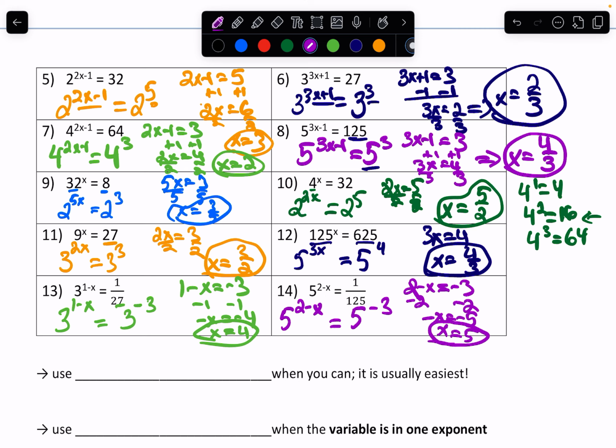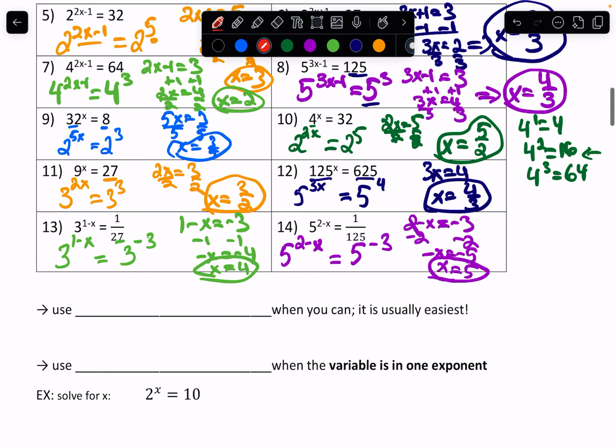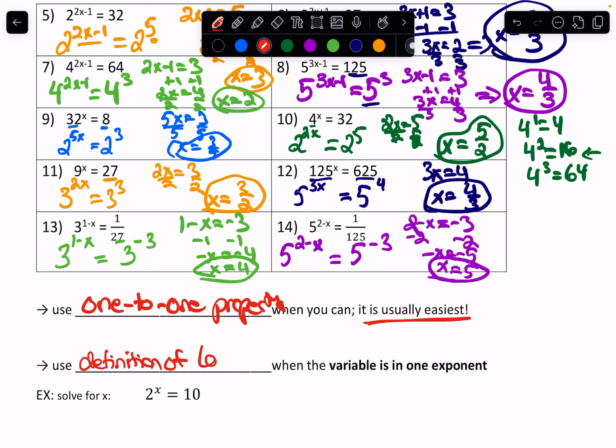Okay, so use the one-to-one property when you can. It usually is the easiest. The other one to use is the definition of logs when the variable is in one exponent. And usually if we use this, we give 4 decimal places as the answer.